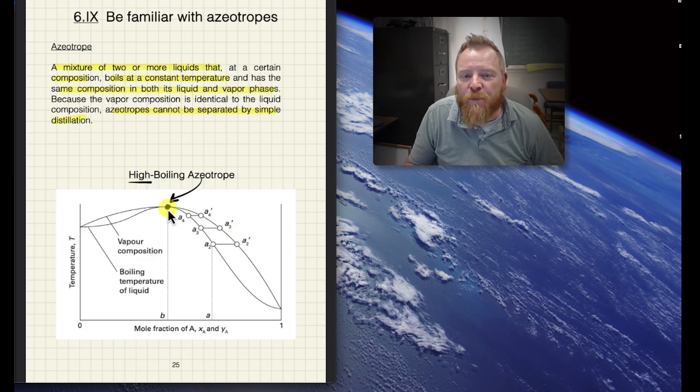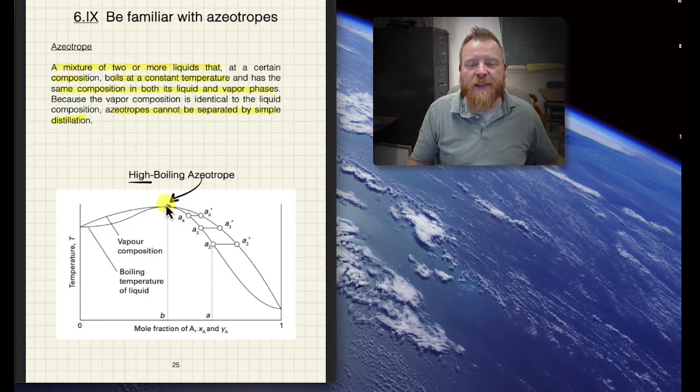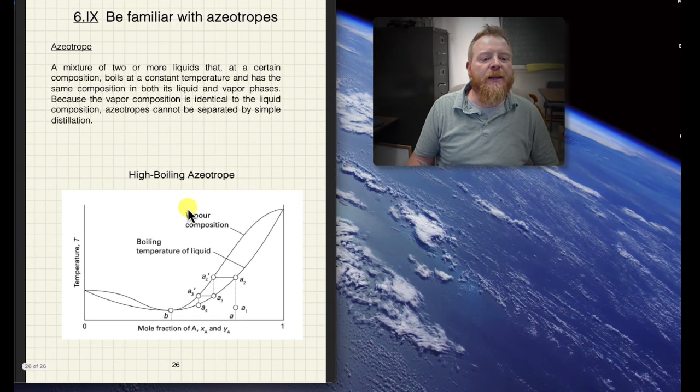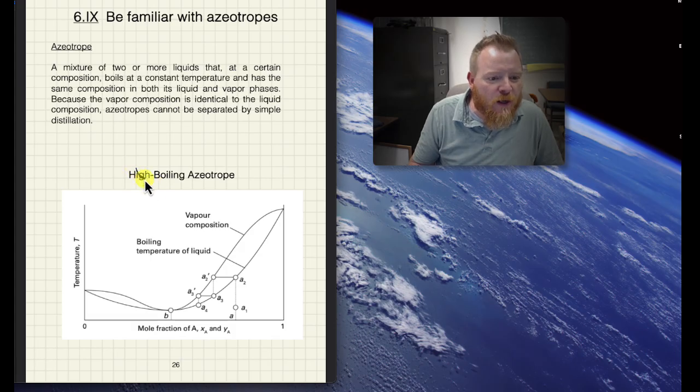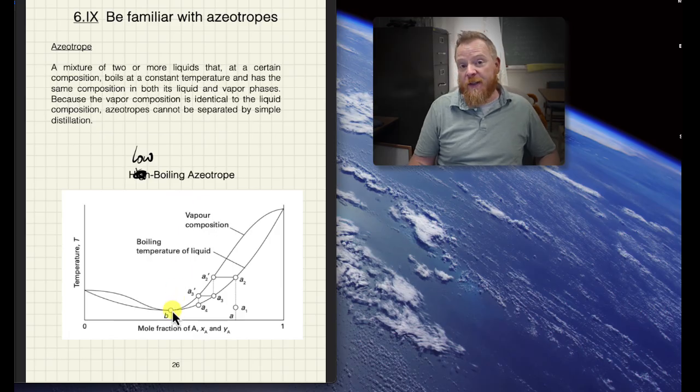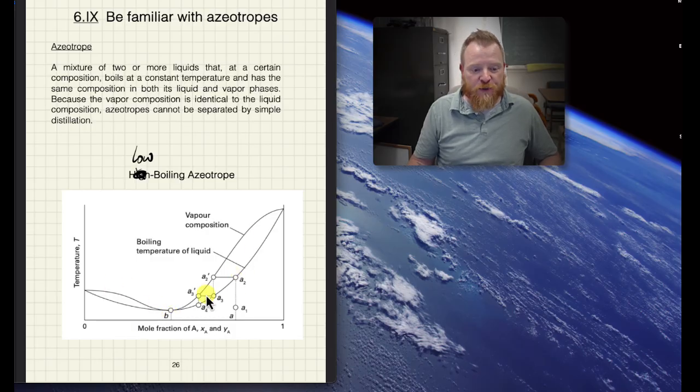If we're boiling the mixture at that composition, because the liquid and the vapor have the same composition, we can't separate them by distillation. Similarly, that should have said low boiling point azeotrope. Let me rewrite that. Low boiling point azeotrope. Now, in the opposite of the high boiling point azeotrope, if the boiling temperature is lower than the respective mixture's boiling points, then it's the same deal.